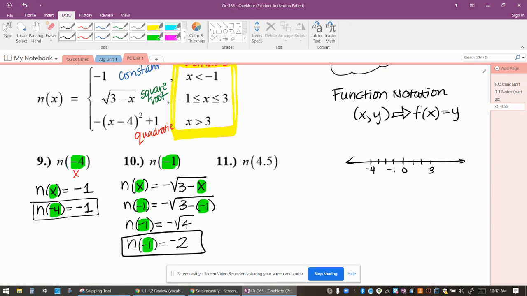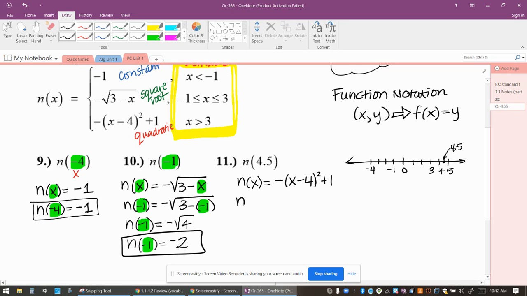Okay, now 4.5. Think of the number line, it is between 4 and 5, right? That value is greater than 3. So that means I'm going to substitute this into the quadratic function, because the quadratic function had a domain of all x's greater than 3. And remember, 4.5 is greater than 3. So I'm going to copy the quadratic.